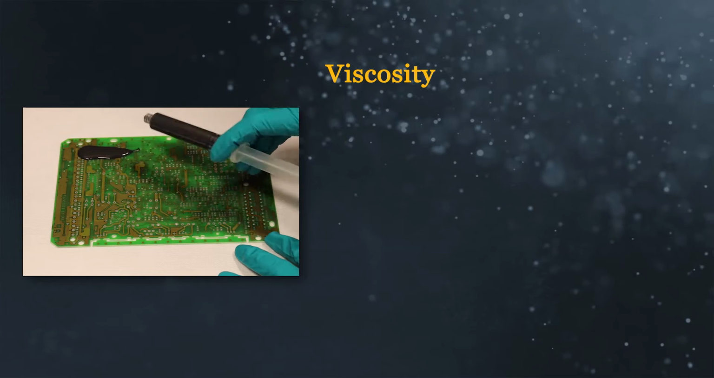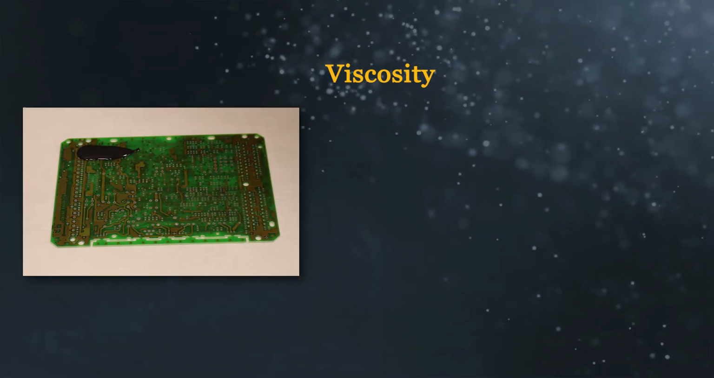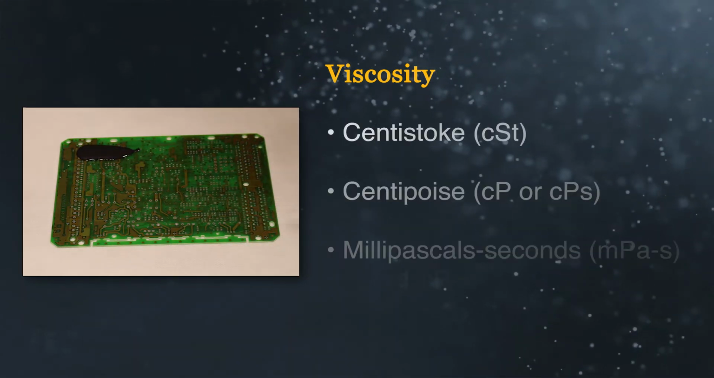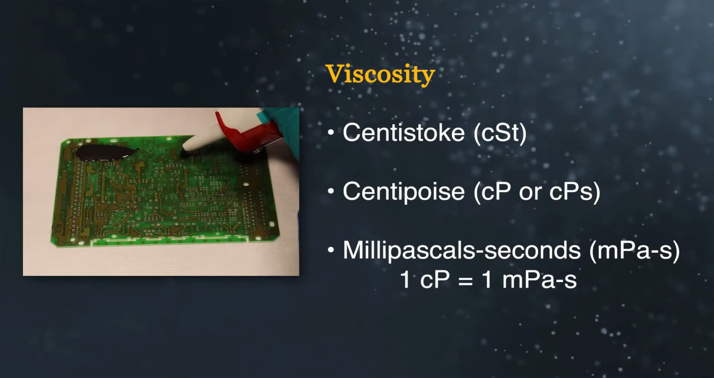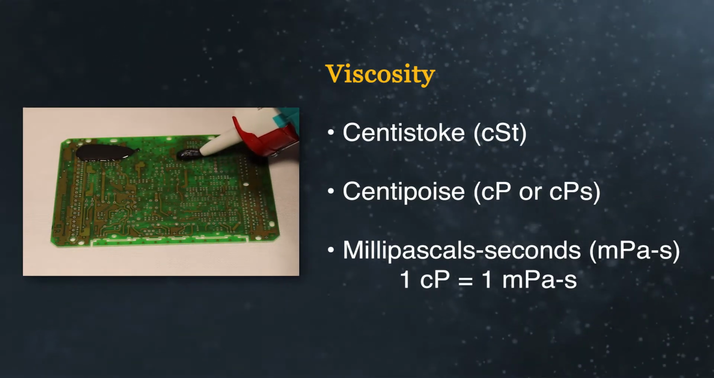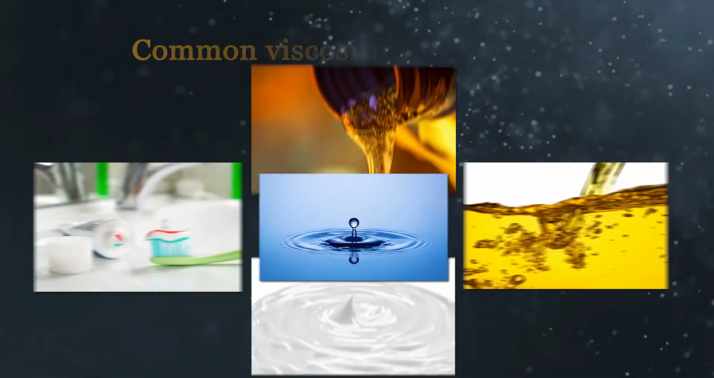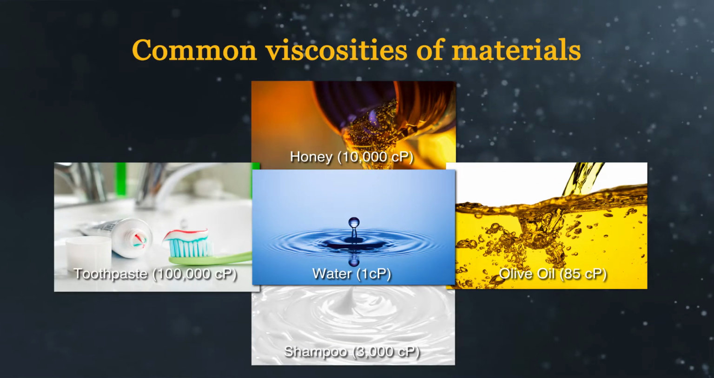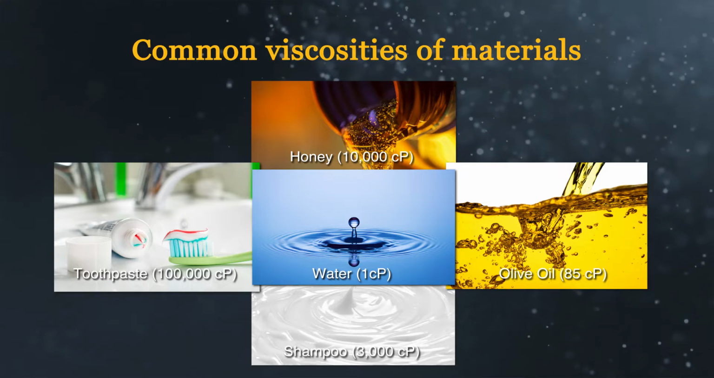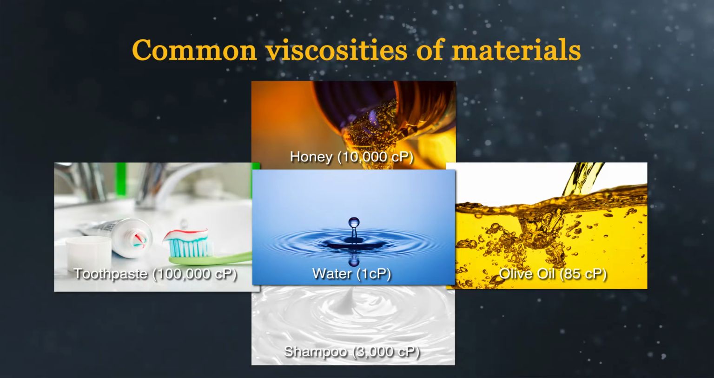Viscosity is a measure of flow normally associated with liquids. The most common units are centistoke, centipoise, and millipascal-seconds, but the last two are most typically used. The viscosities of some common liquids are shown here. Water, for example, has a viscosity of 1 centipoise.